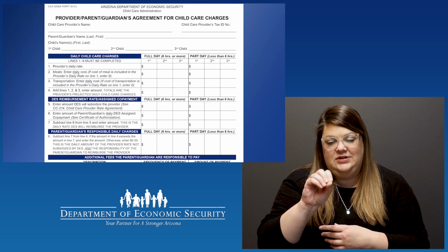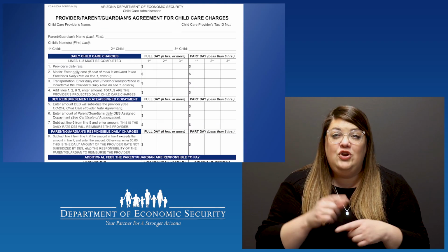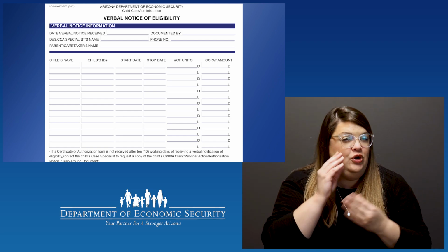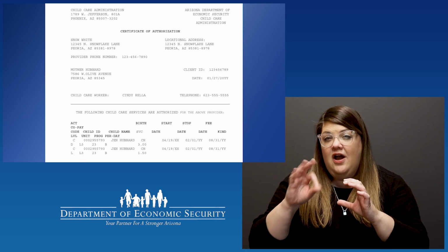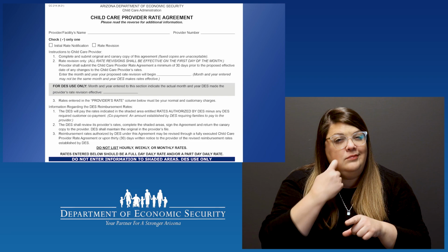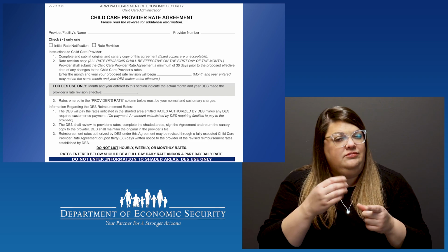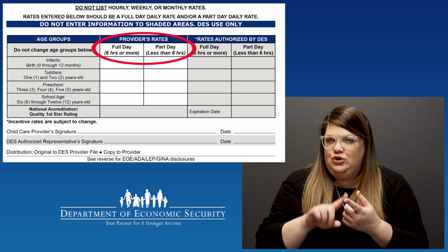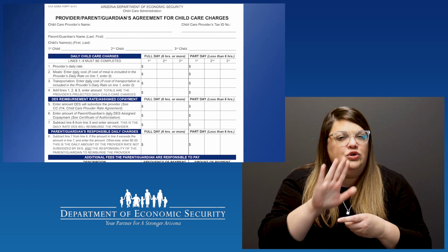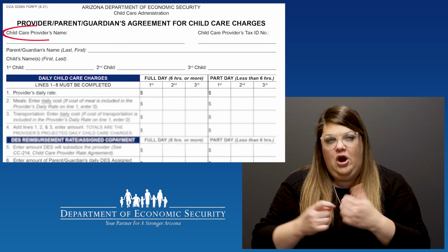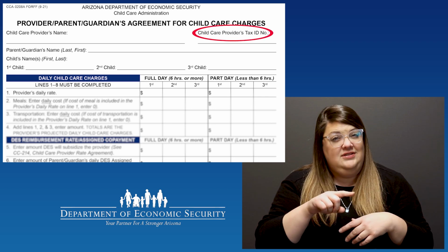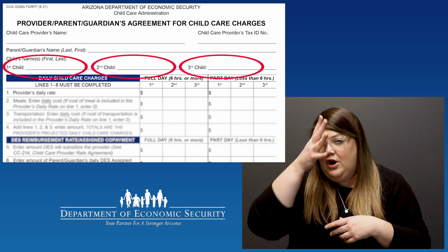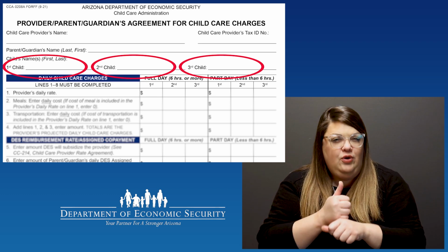CCA-0208A. To accurately fill out the Child Care Charges form, you'll need copies of either your Verbal Notice of Eligibility form or your Certificate of Authorization, as well as your most recent Child Care Provider Rate Agreement, the document which you submitted to DES that includes your current full and part day rates. Once you have those two forms available, add your name, your provider tax ID, the parent or guardian's name, and all authorized children in the top section of the form.